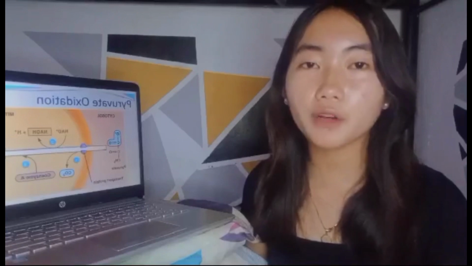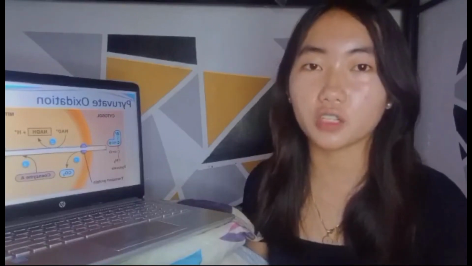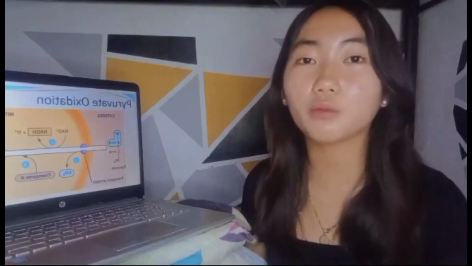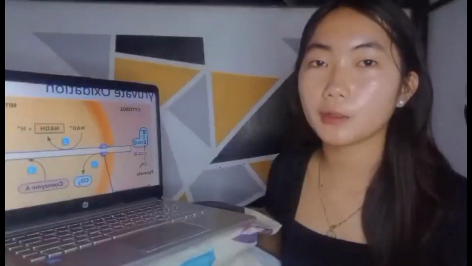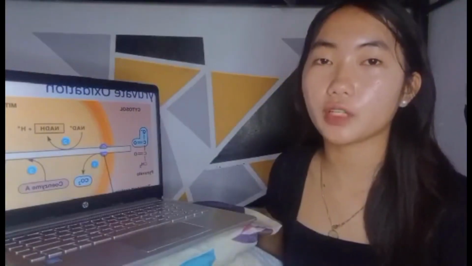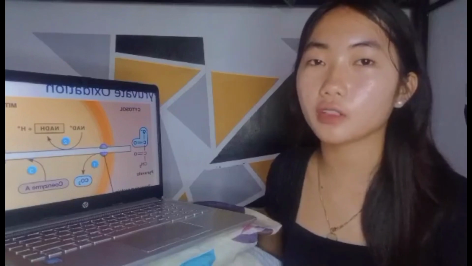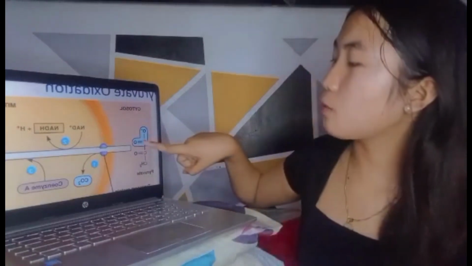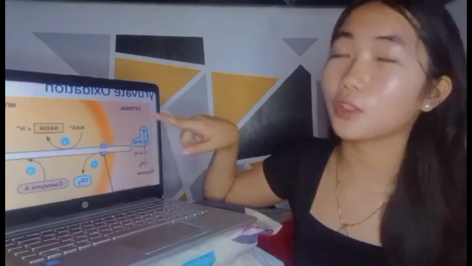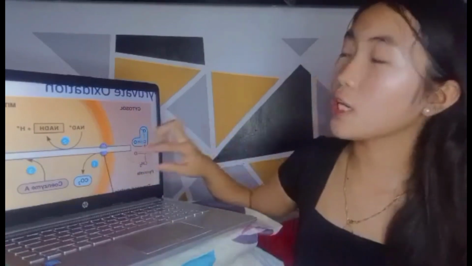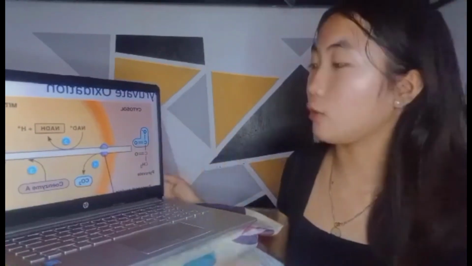And now pyruvate oxidation has 3 stages. So the first is the pyruvate molecule will go to the cytosol and be transported into the mitochondria. The pyruvate is composed of 3 carbons. Now in pyruvate oxidation, 1 large pyruvate molecule will enter the mitochondria. So now the first stage starts.